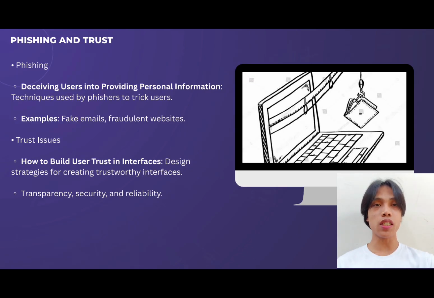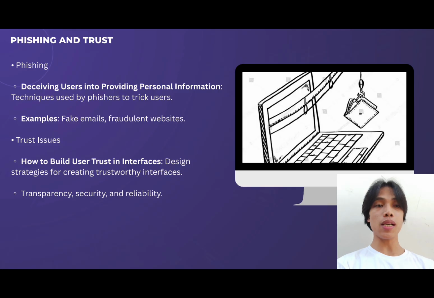So next is phishing and trust. What is phishing? Phishing is a cyber attack technique where scammers pretend to be trustworthy people or organizations to trick users into giving personal information such as passwords, bank details, or private data. So how are users deceived? Phishers use psychological tricks and fake interfaces to make victims think they are interacting with a real website or person. Examples are fake emails and fraudulent websites.